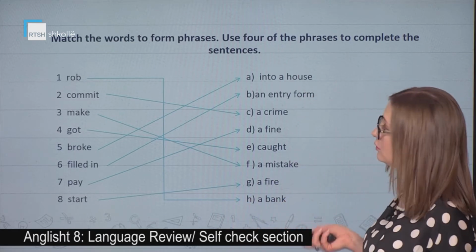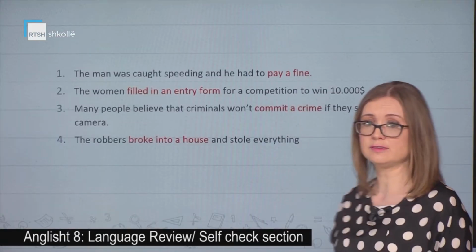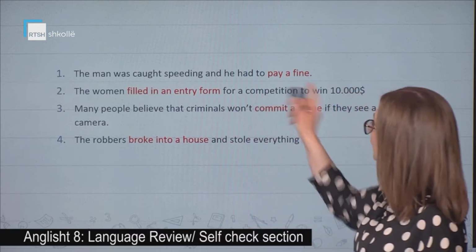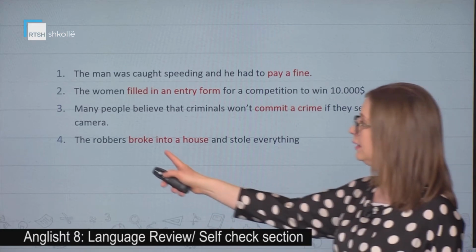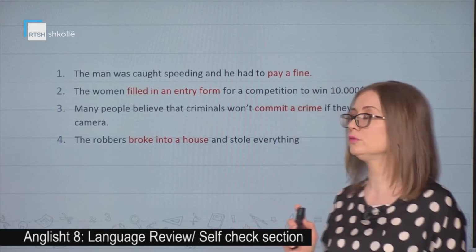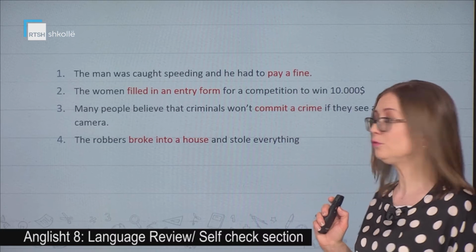Now, let's use 4 of them to make 4 sentences. I've chosen pay a fine, filled in an entry form, commit a crime, and broke into a house. Let me read the sentences for you.